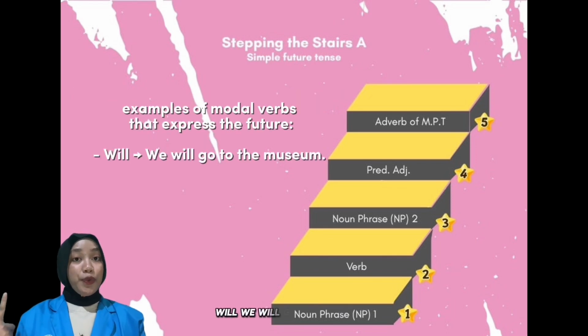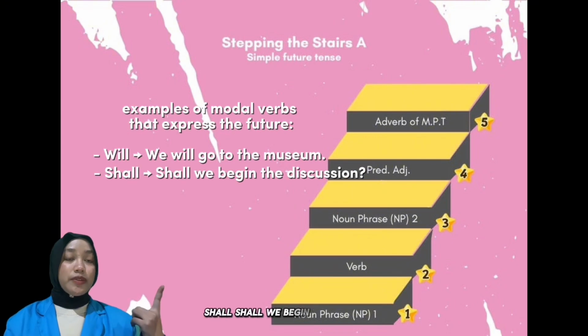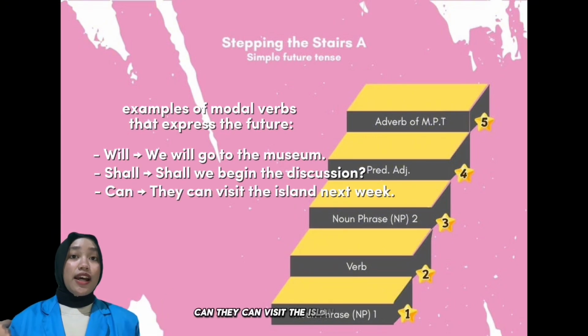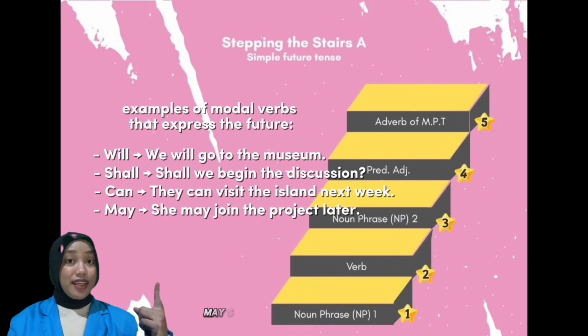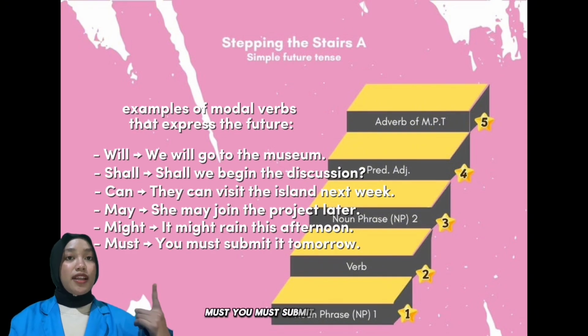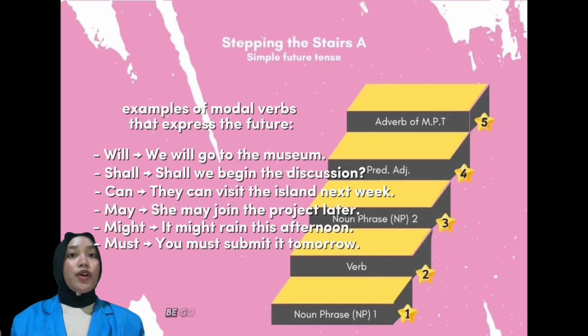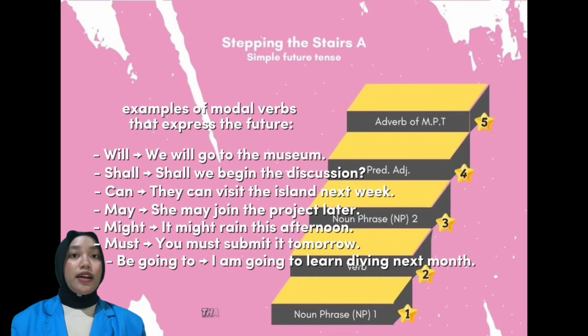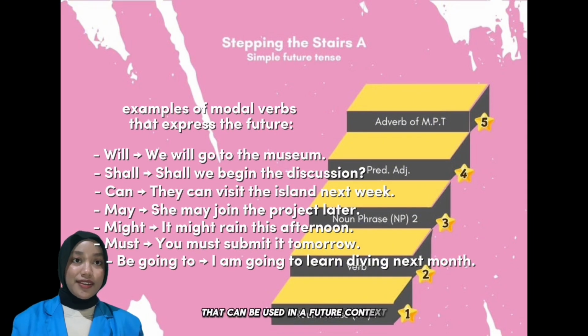Will, we will go to the museum. Shall we begin the discussion? Can, they can visit the island next week. May, she may join the project later. Might, it might rain this afternoon. Must, you must submit it tomorrow. Be going to, I am going to learn diving next month. So, these are all modal expressions that can be used in a future context.